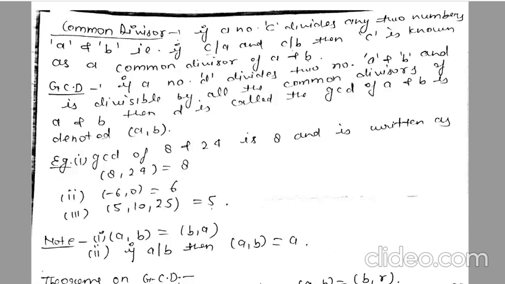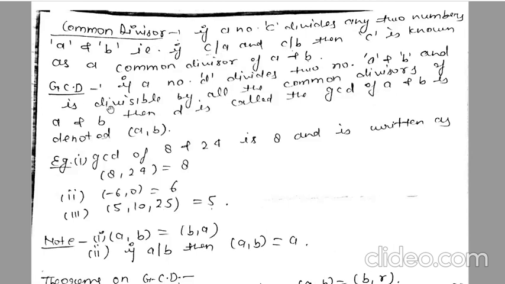Simply we can say that C divides A, C divides B. That means there is a number which is dividing both of these numbers. That means C is the common divisor of A and B.